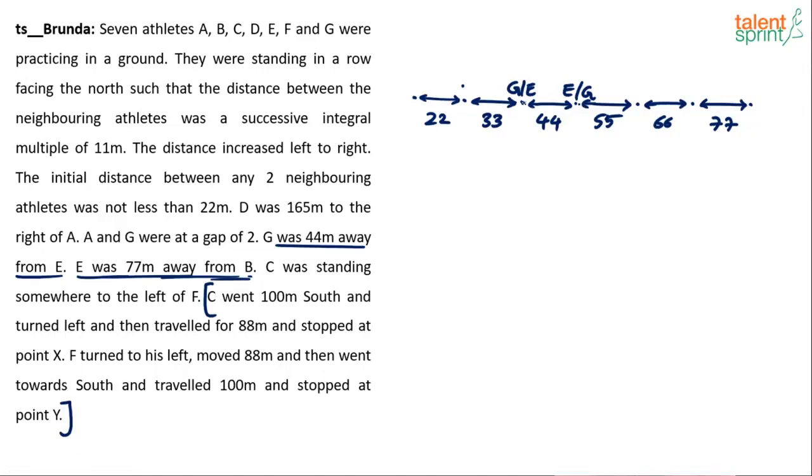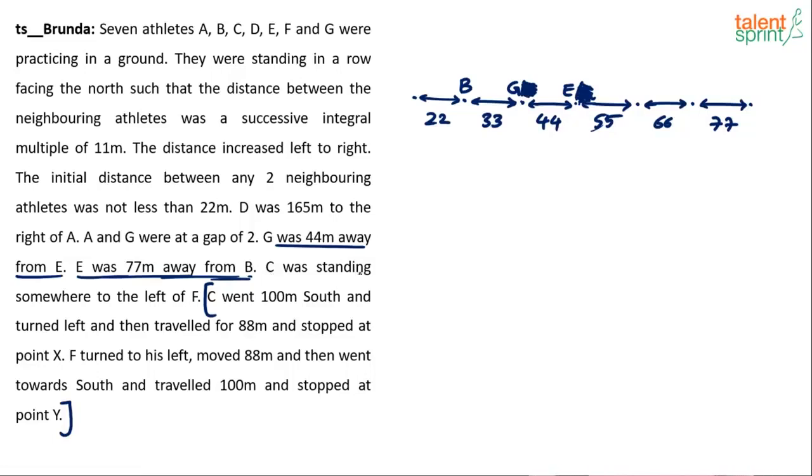Can you take E on this position then? Is it possible to take E here and get 77? No. If I take E here, then where can B go? 44 plus 55 is 99. This side 33 plus 22 is only 55. We want 77. So I think it's clear that this position is occupied by G. This position here is occupied by E. And then I can put B in this place. So what happens? The distance between B and E becomes 77, 33 and 44. So G and E are fixed. G was 44 meters away from E and E was 77 meters away from B. Right? 3 persons have been fixed.